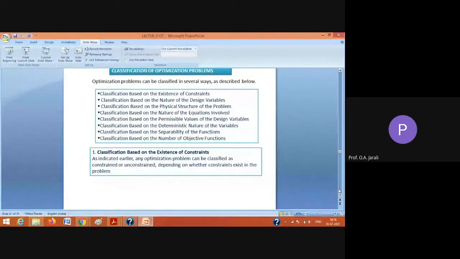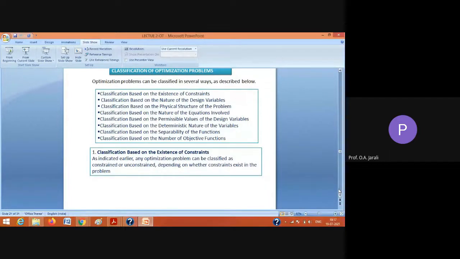The first case is classification based on the existence of constraints. As indicated earlier, any optimization problem can be classified as constrained or unconstrained, depending on whether constraints exist in the problem or not. The first classification is based on constraints. If it has some boundaries or limitations, then such a problem is a constrained problem.